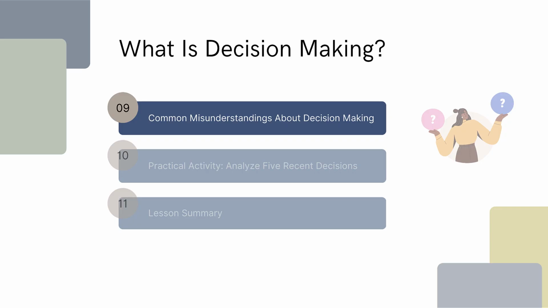Misunderstanding 5. Every decision requires complex analysis. Routine and low-impact choices usually do not require detailed frameworks. The amount of analysis should match the importance, uncertainty, risk, and reversibility of the decision. Misunderstanding 6. More alternatives always improve the decision. Additional alternatives can be helpful, especially when the original options are limited. However, too many similar or unrealistic alternatives can create confusion. The objective is to identify a manageable set of meaningful choices.